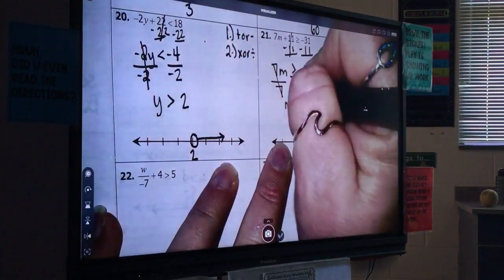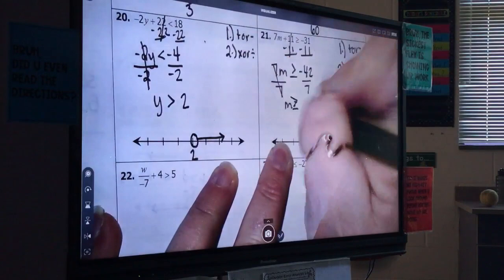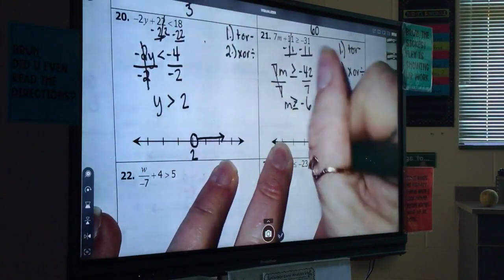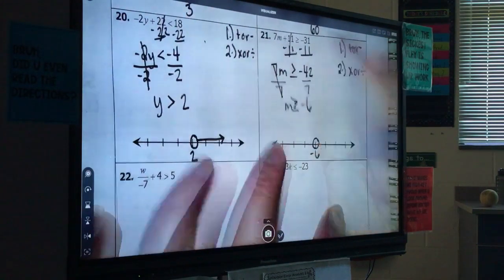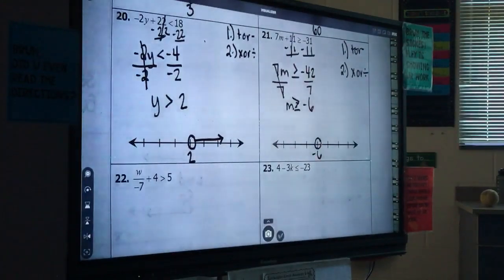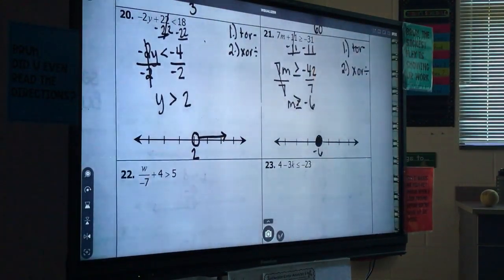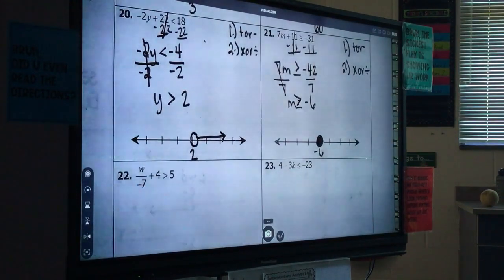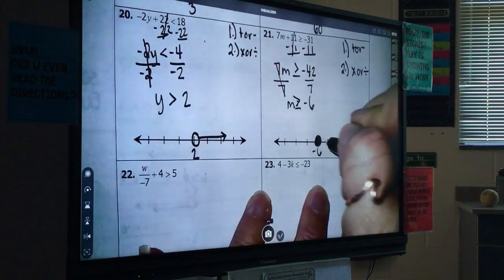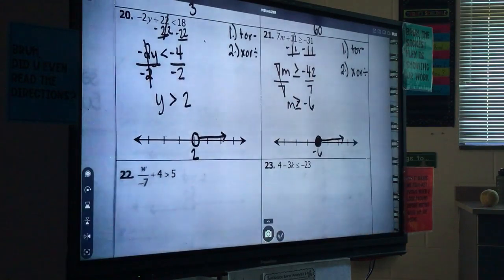Okay. So this is going to be m is greater than or equal to -6. When I graph, open or close circle? Close. It's an equal to. Oh, I erased it. I rewrote it as 6, not 9.